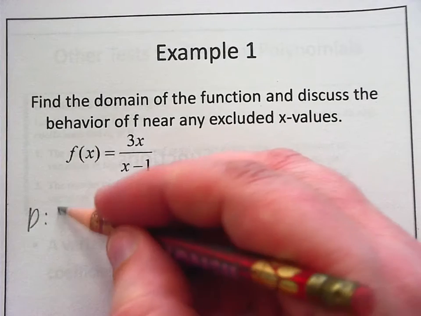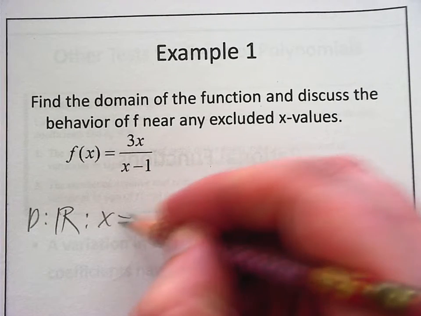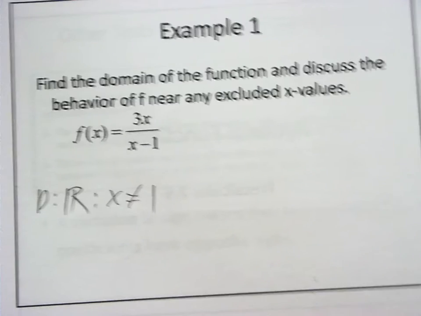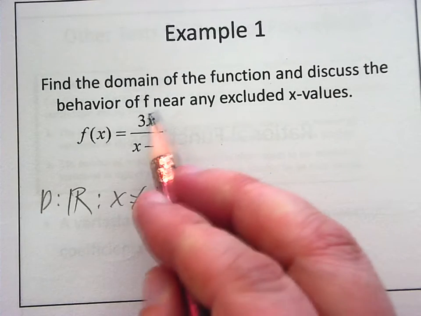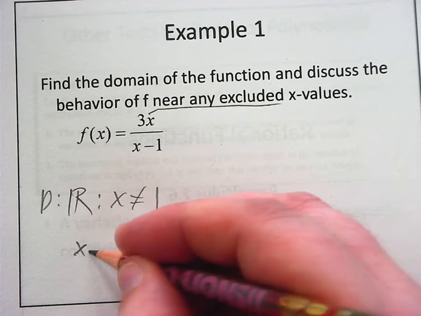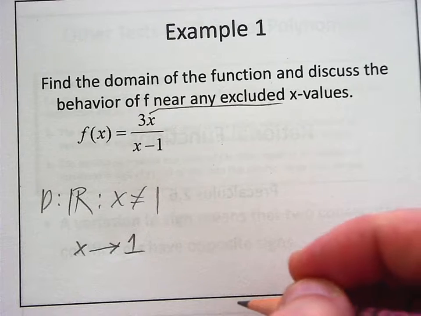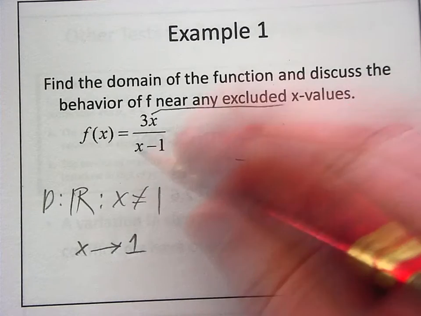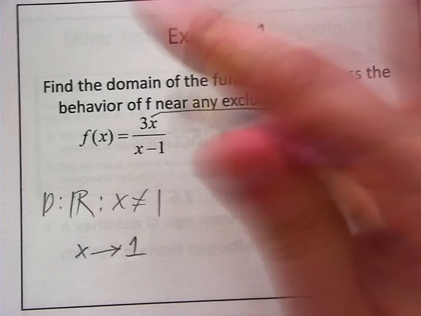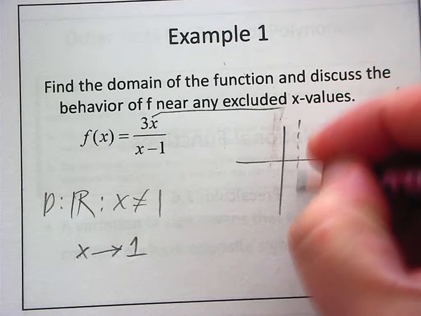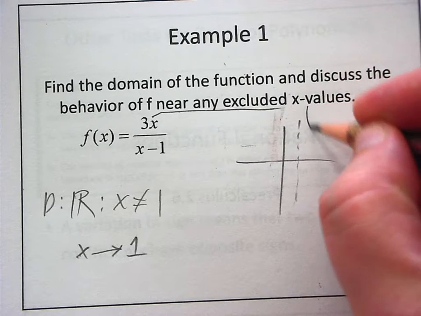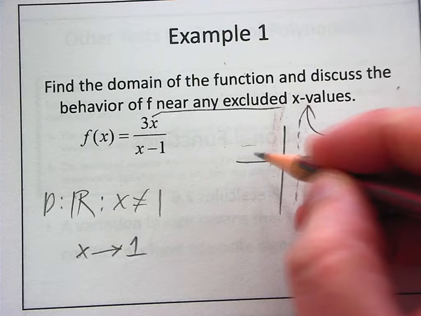X not equal 1. So your domain is all reals except x can't be 1. Okay, now the question becomes, what's going on near that value? Okay, now the way they're going to describe this, they're going to describe it as x is approaching 1. What happens? Well, if I graph this thing, at x equals 1, I drew in the wrong spot. At x equals 1, what do we call this? An asymptote. And the idea is the graph's going to look roughly like this.